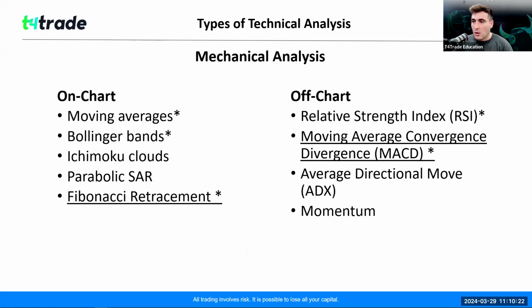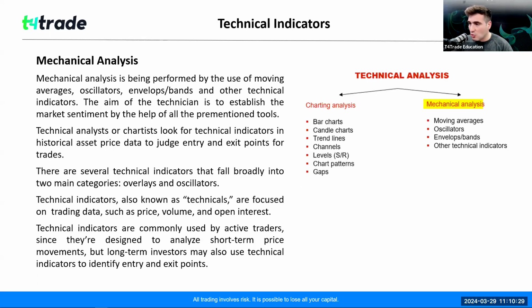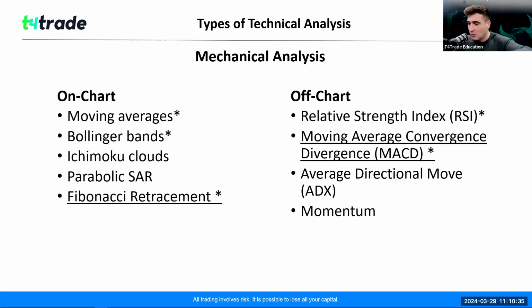So, types of technical analysis. We have mechanical analysis, the category we just saw on the right-hand side of the slide, highlighted in yellow. It's split into two: on chart, what we call overlays, and off chart, what we call oscillators. There's some mix-up of the two. On chart, we have moving averages, which go on top of price action. Bollinger Bands, again on top of price action. Fibonacci retracement, the one we're going to talk about today, also on top of price action.